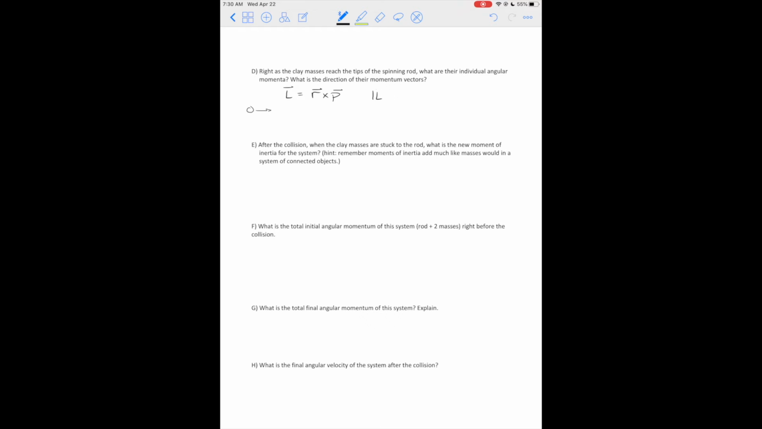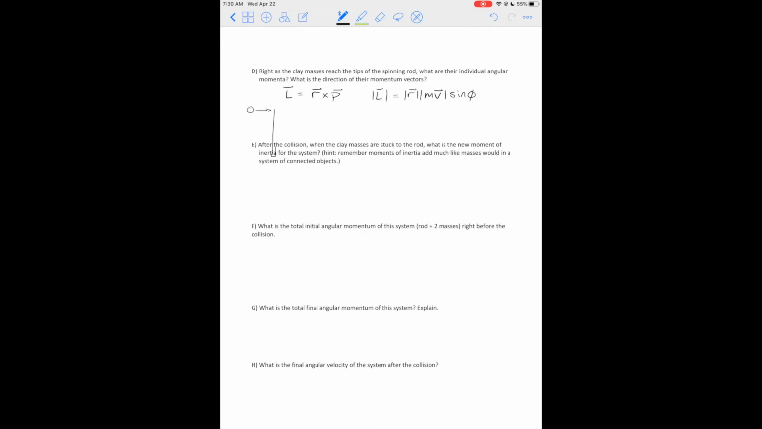Instead, we're just going to talk about the magnitudes of these things. So I'm going to talk about the magnitude of R times the magnitude of P, our linear momentum, or mv. And then I'm going to multiply it by the sine of the angle between them.